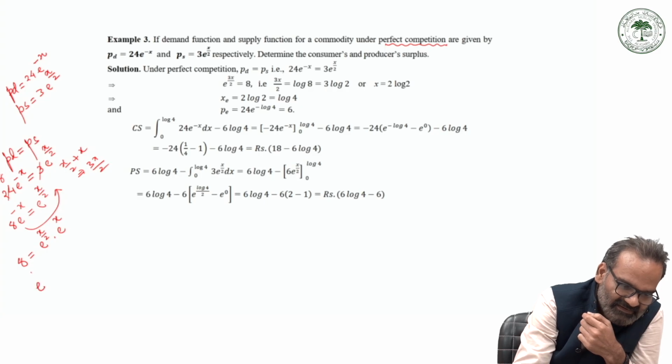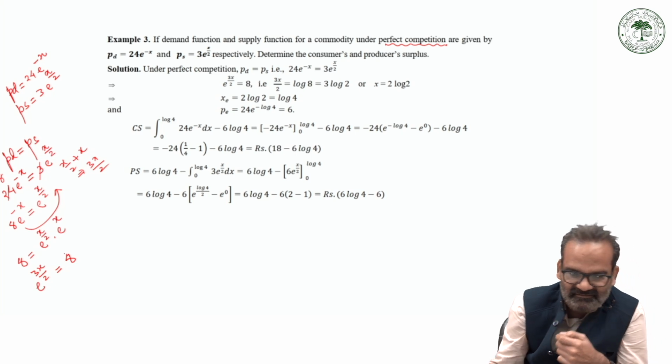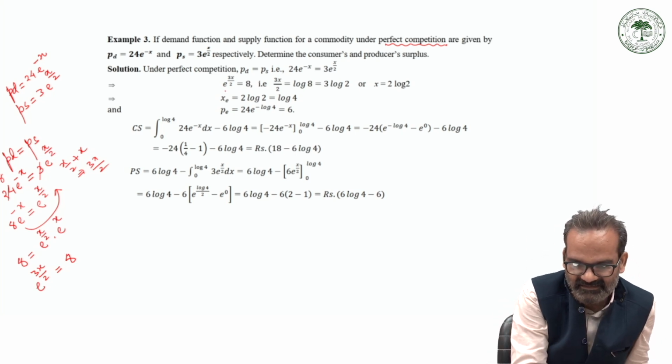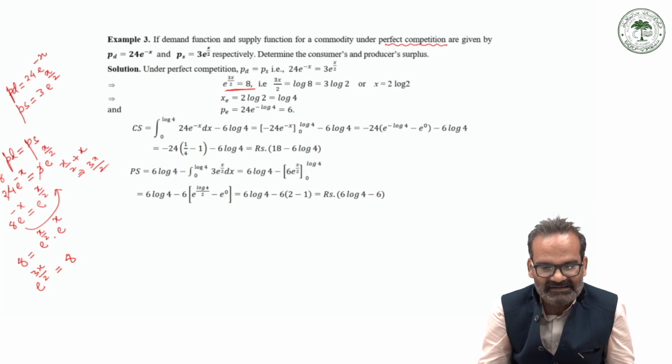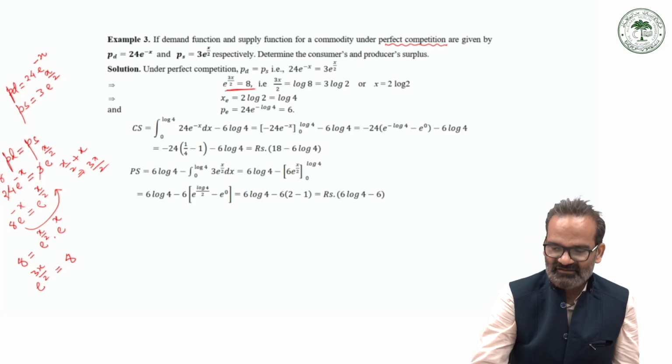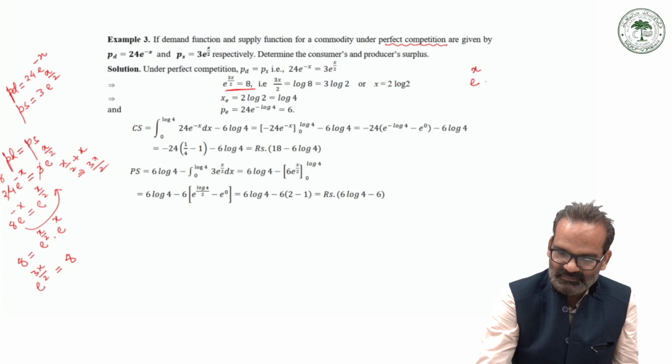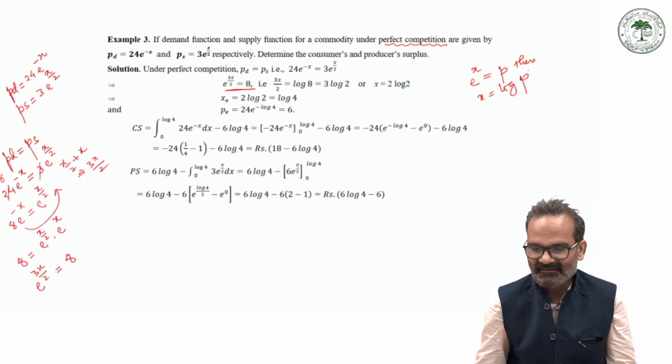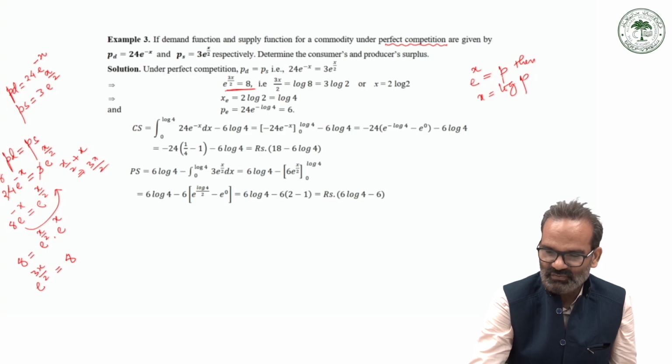So what we will get? E raised to the power 3x by 2, this is equals to 8. Right? We get this equation here: e raised to the power 3x by 2 is equals to 8. Now we will use the definition of the exponential function. If e raised to the power x is equals to p, then what is the value of x? Then x is equals to log p. Right? If e raised to the power x is equals to p, then the value of x is equals to log p, base is e.